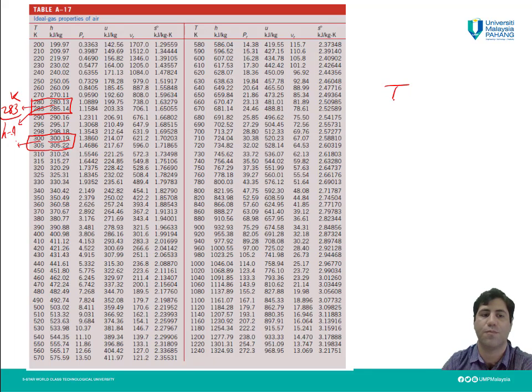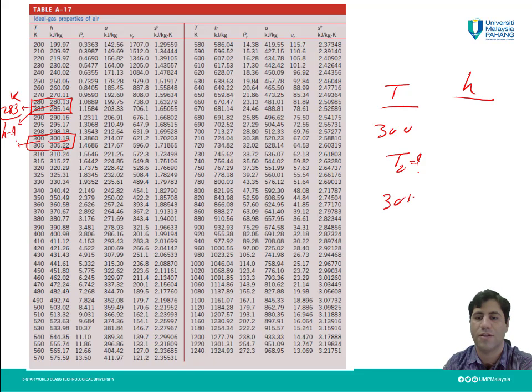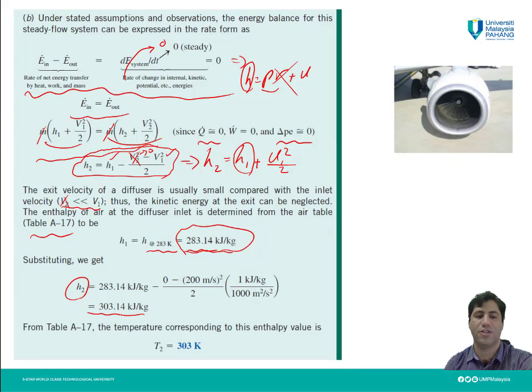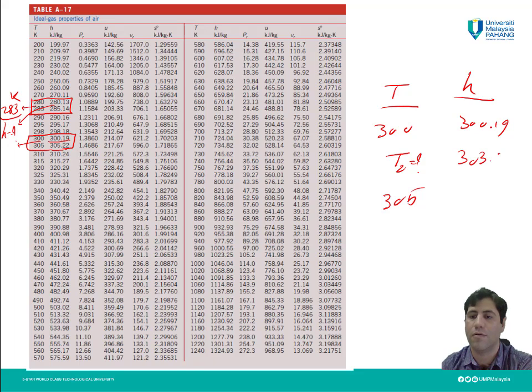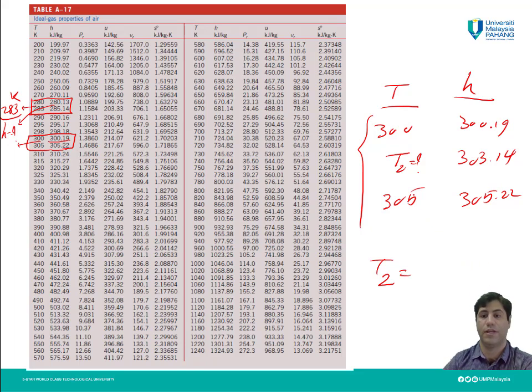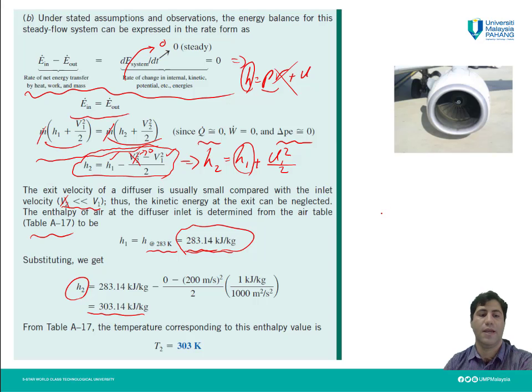So what we have here, temperature and enthalpy. Temperature, we have 300, our temperature we don't know how much it is, and 305 Kelvin. The enthalpy which we have is 300.19, the enthalpy which we had calculated here is 303.14, and for this temperature enthalpy is 305.22. So this is just a simple interpolation problem. If we do this interpolation to find T2, T2 will be 303 Kelvin.